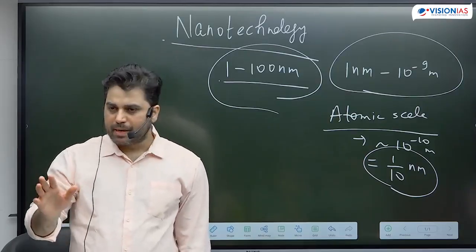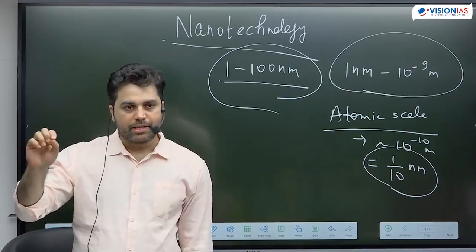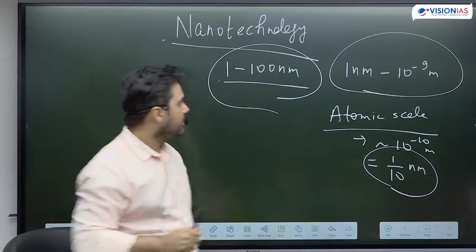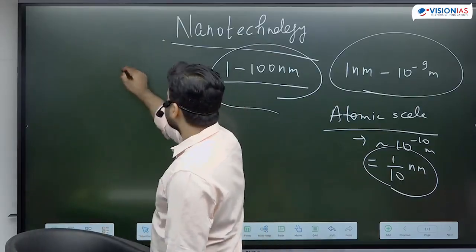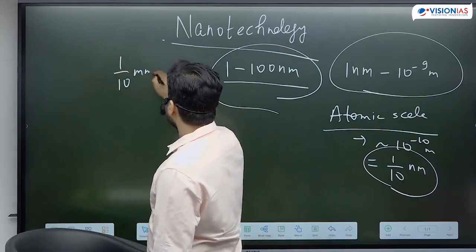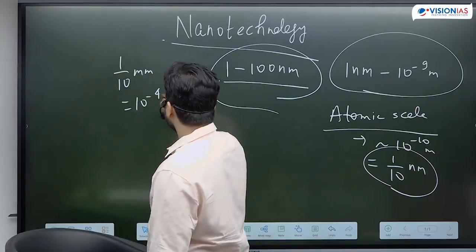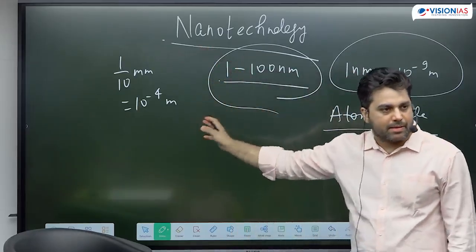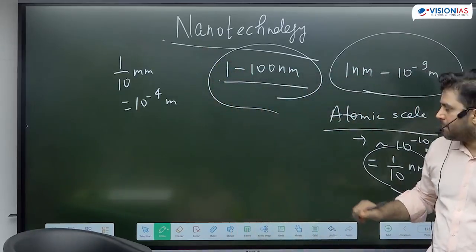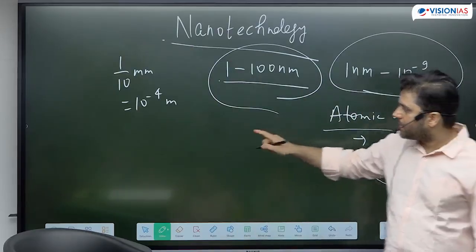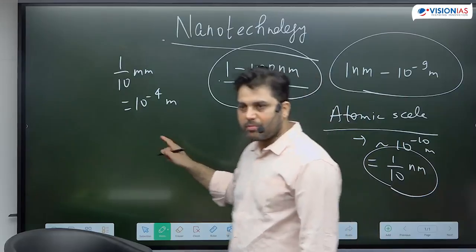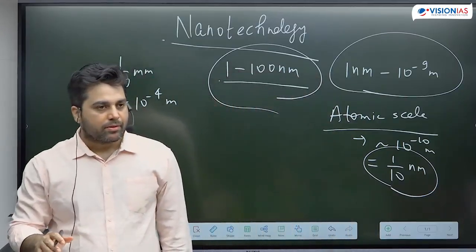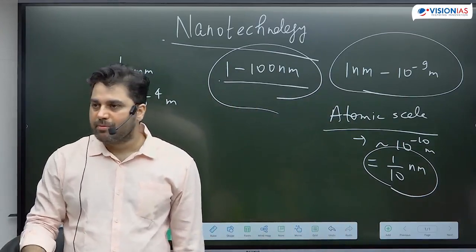To give you perspective, think of the A4 sheet on which you are writing. That is about 1 by 10 millimeter. Now 1 by 10 millimeter is 10 to the power minus 4 meter, right? 1 millimeter is 10 to the power minus 3. So 1 by 10 millimeter is 10 to the power minus 4 meter. And I divide this further 1 lakh times, 10 to the power 5 times, and then I go at a nanoscale.